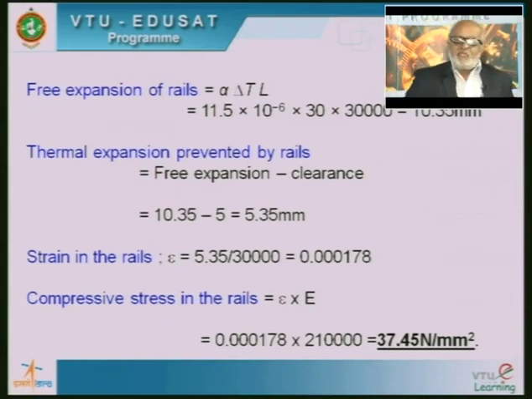So that means suppose we had not left any clearance at all, then this would have been more. If the thermal expansion prevented is more, the strain would have been more. If the strain is more, then the stress also would have been more. So approximately, just for our understanding, we will say that if we had not given any clearance, then the thermal expansion prevented by the rails would have been twice this quantity. The strain would have been twice. If the strain is twice, the stress would also have been twice. So instead of 37.45, you would probably have got close to about 75 Newton per mm squared. So this is of very, very practical importance.